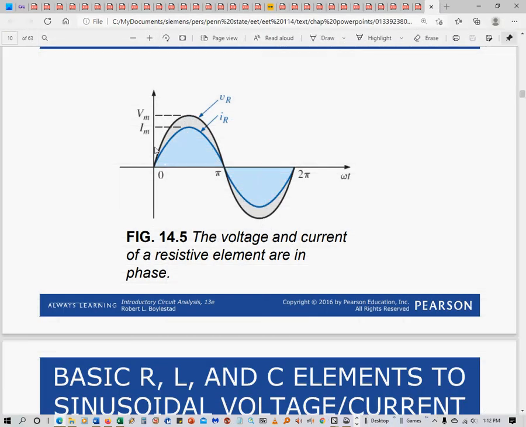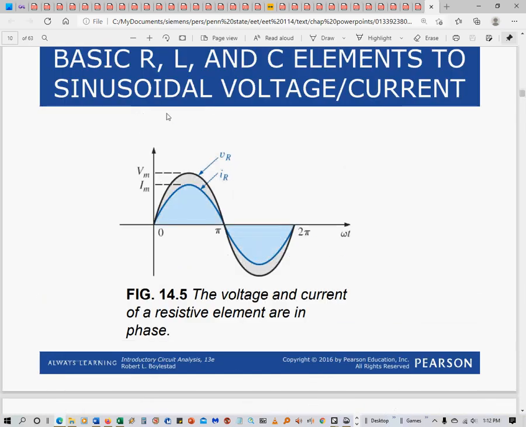This is an example of a voltage waveform and a current waveform. The voltage is the one in black, and then the current is the one in blue. And it's showing you the maximum value of each one. That's the amplitude. And it's also showing you for a resistor, those two, the current and the voltage, are in phase, which means that their zero crossings are the same and they're at the same frequency. They're not shifted to the left or to the right from each other.